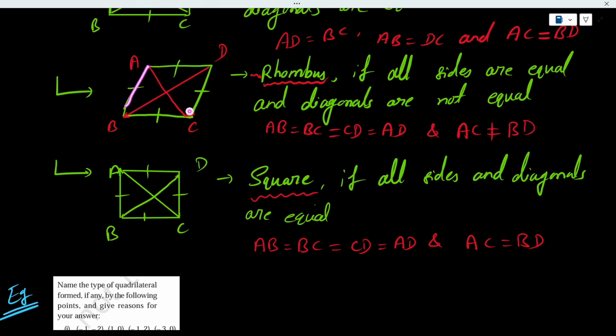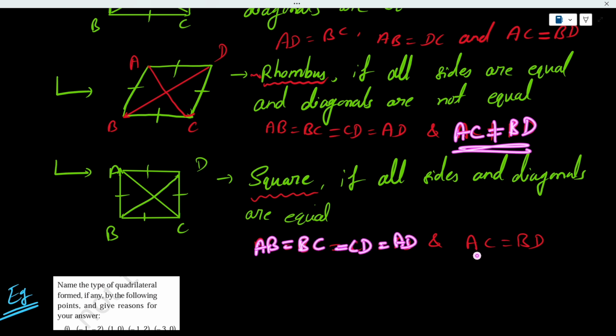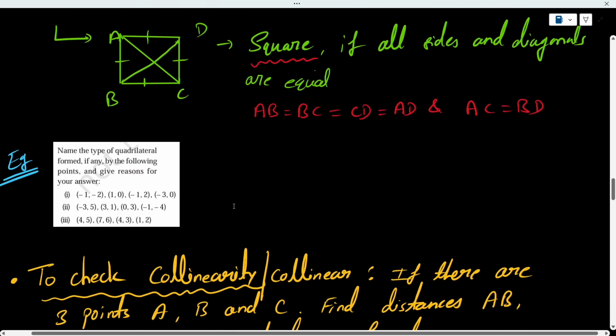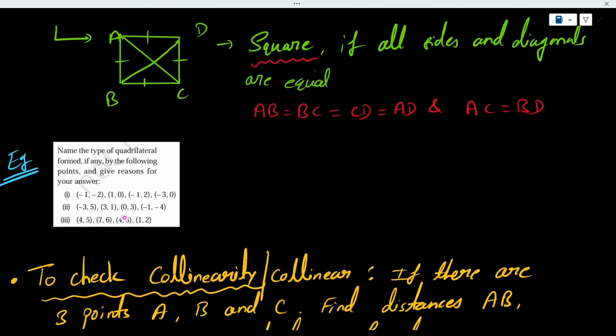Then again, rhombus and square: you will find out the length of all the four sides. If the length of all the four sides are equal, it can be a rhombus or a square. But for a rhombus, the diagonals won't be equal. So AC will not be equal to BD. But in a square, all the four sides are equal, and the diagonals are also of equal length, right? So if I find out the length of the diagonal also, which kind of question will you see? You will see here. These are the examples.